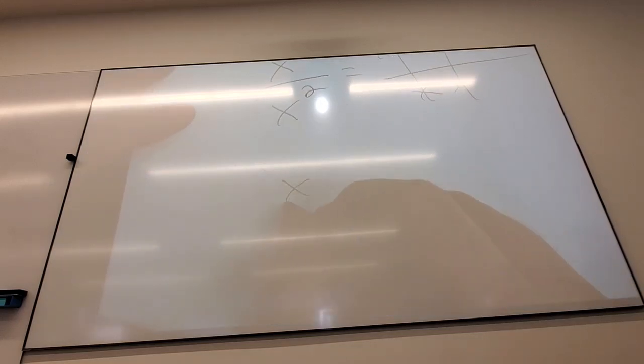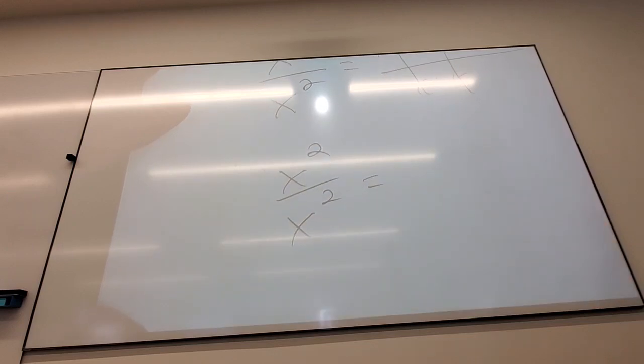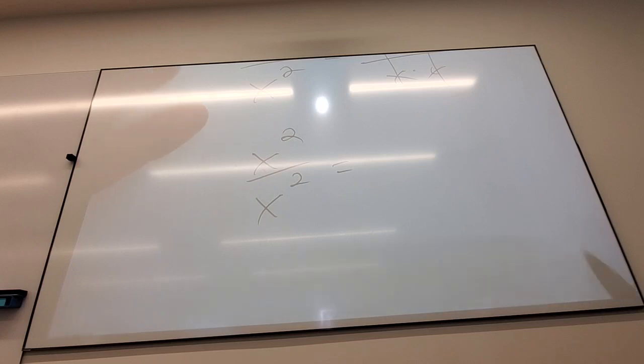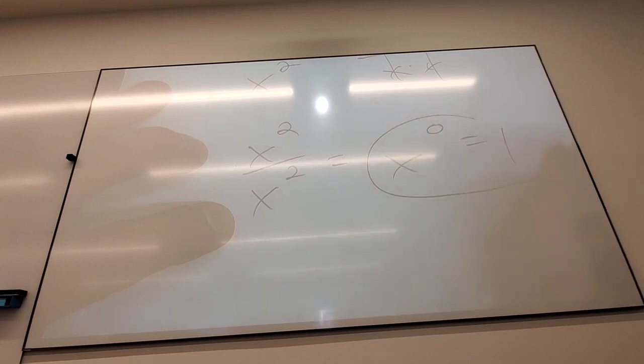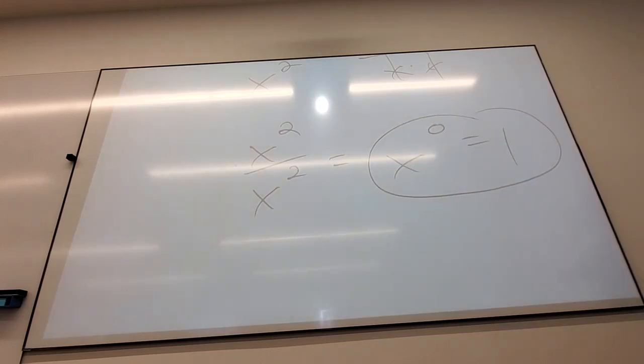So help me out. What would x squared divided by x squared be, applying that rule? 1. No. Apply the rule. X to the what? What do you do with the powers? Subtract. So what do you get? 0. Now come at me. What is something divided by itself? 1. Okay, so anything to the 0 power is 1.